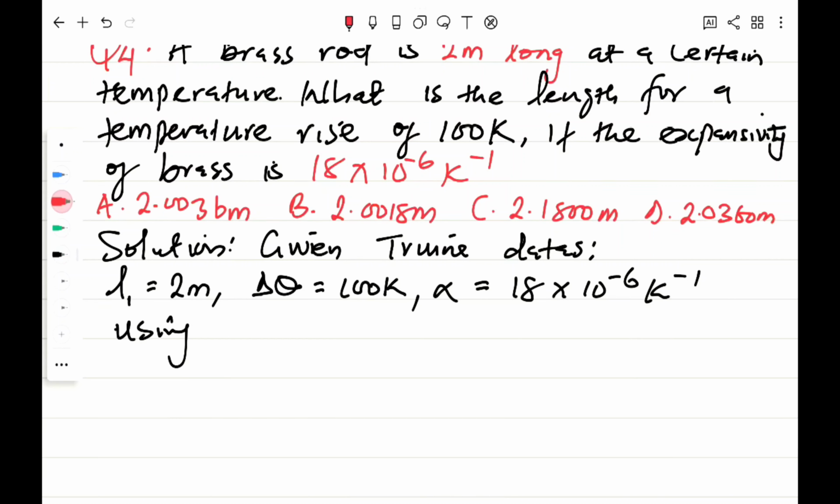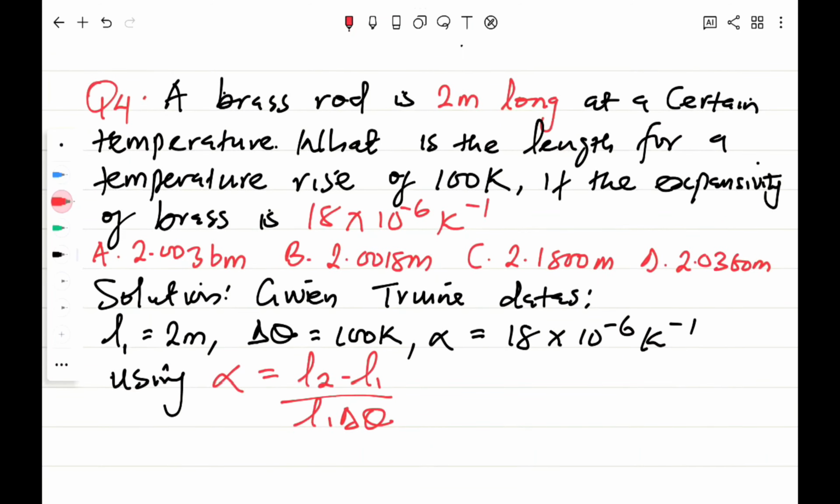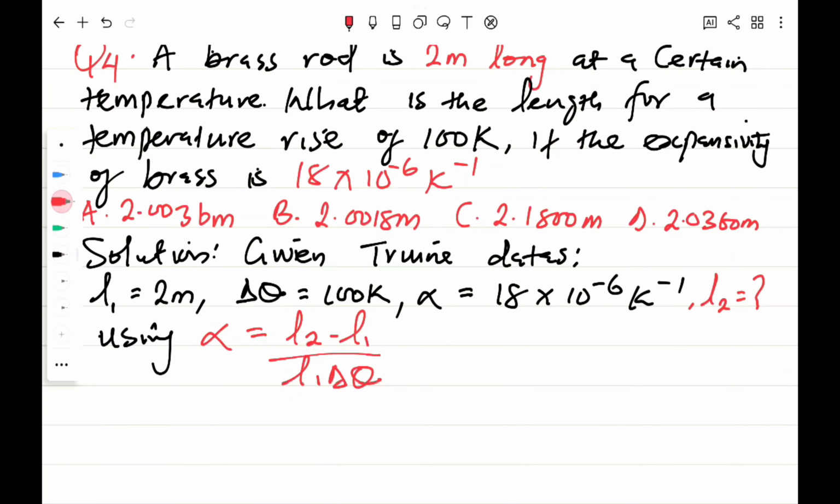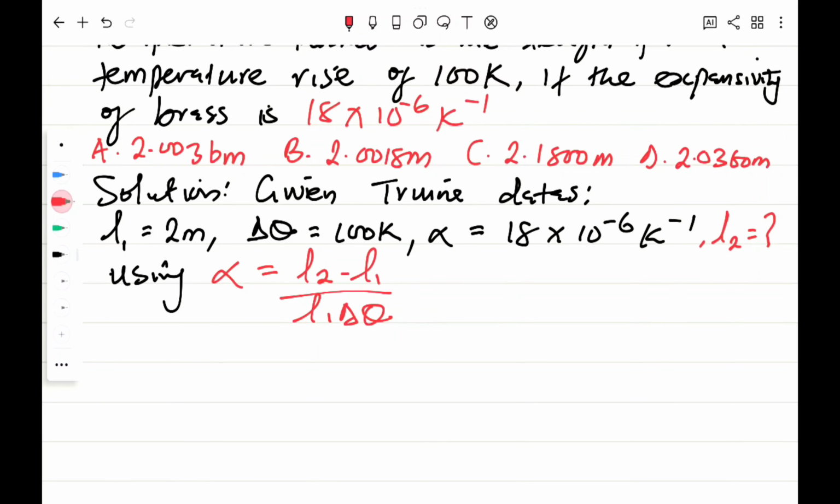So using alpha is equal to L2 minus L1 all divided by L1 delta theta. This, by substitution, will give us what? Our alpha is given to us, and they're asking us for the length. So our L2 is unknown. You see that our triune components from this question are length, followed by temperature, followed by our constant, which is alpha, linear expansivity.